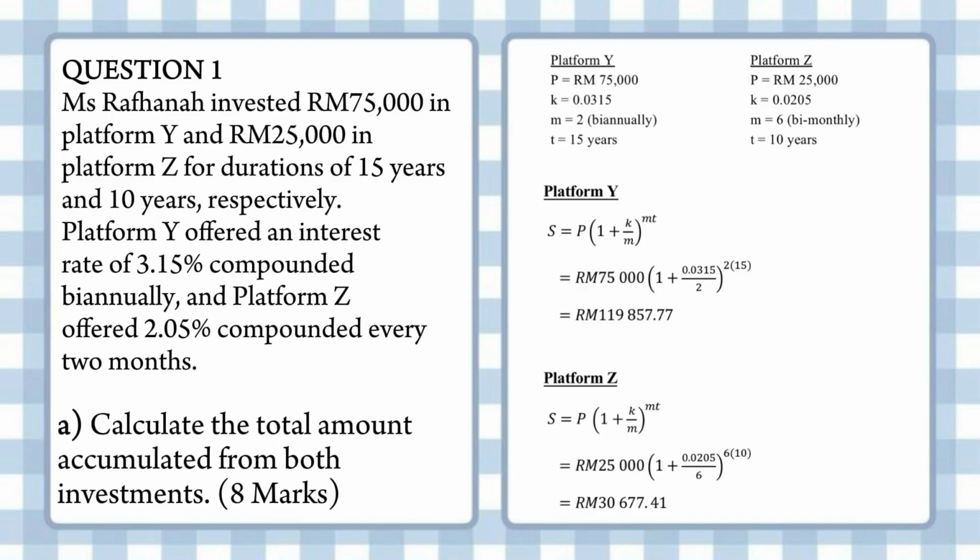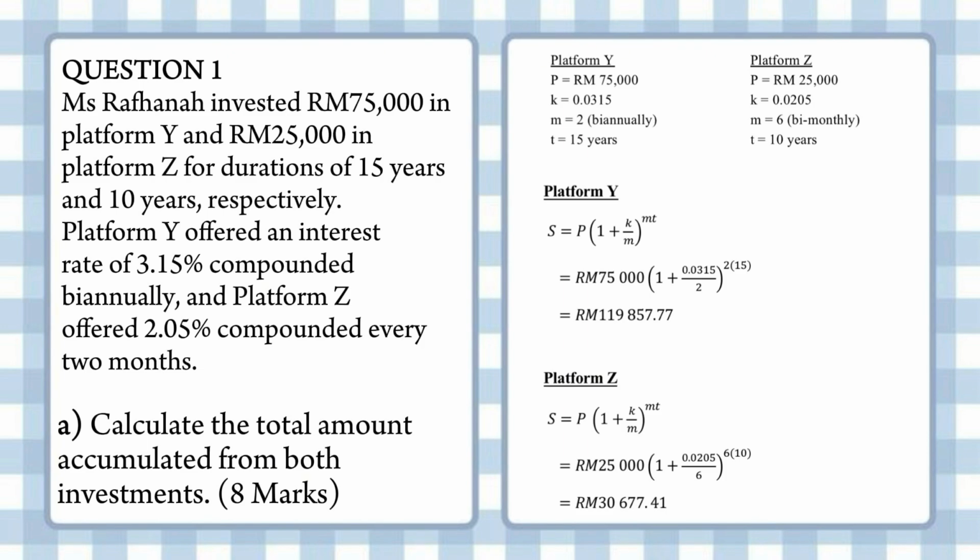But before that, we need to identify the key information from the situation. The information that we got from Platform Y is P equal RM75,000, K equal 0.0315, M equal biannually, and T equal 50 years. And for Platform Z, we got P equal RM25,000, K equal 0.0205, M equal monthly, and T equal to 10 years.